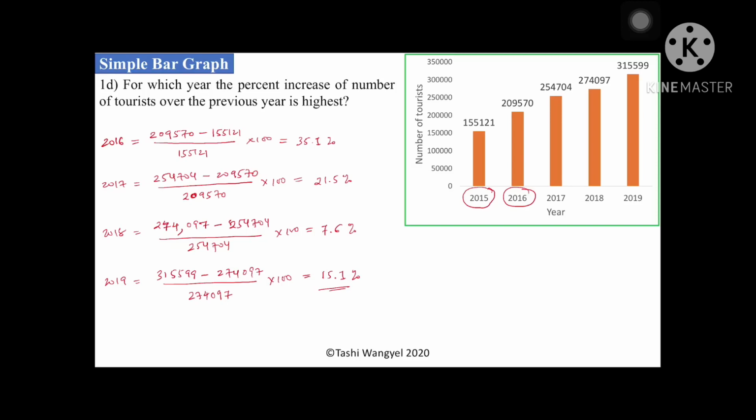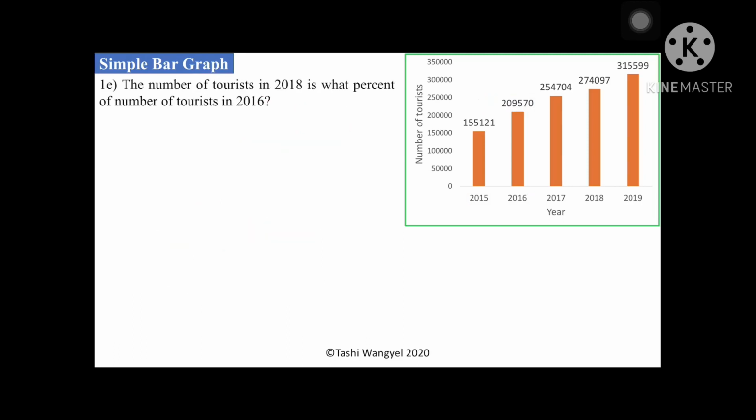Into 100. The increase is the 2016 number minus the 2015 number. For which year is the percent increase of the number of tourists over the previous year the highest? The percent increase is highest for 2016, with a 35.1% increase. So the percent increase is highest in 2016.